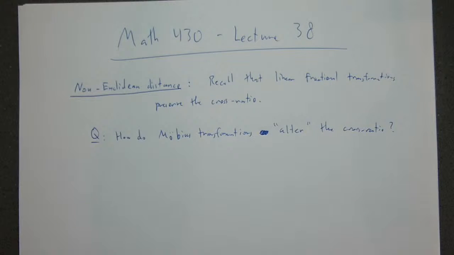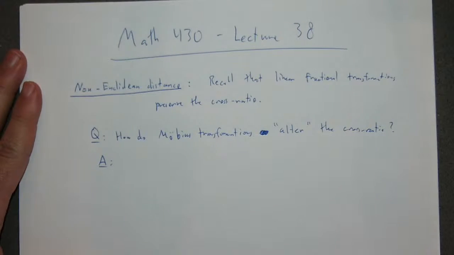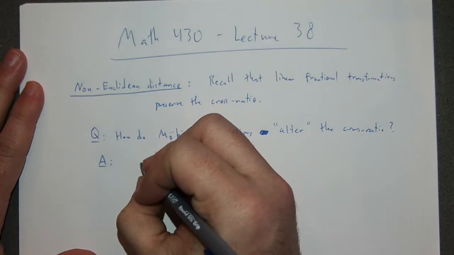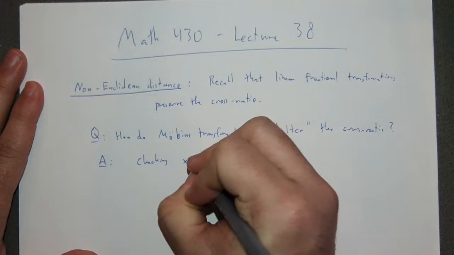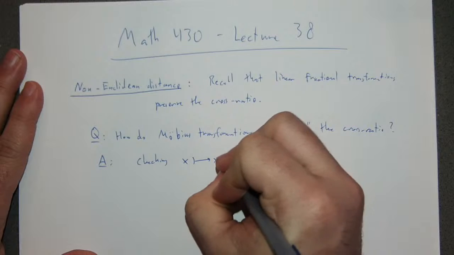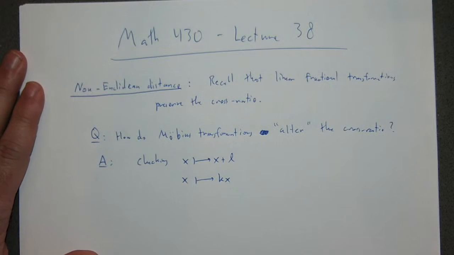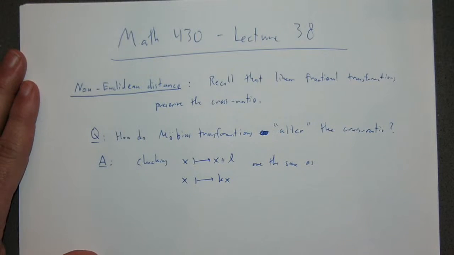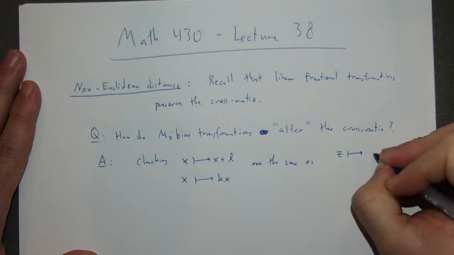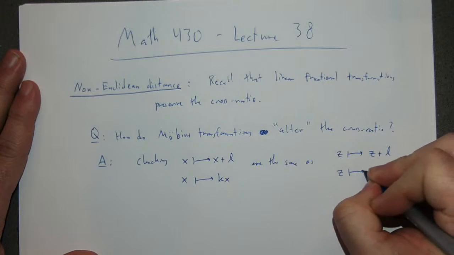So we can check some of these things directly. The answer, well, on one hand, checking that the transformations that send x to x plus L and that send x to kx, these are the same as checking that the transformations that have been extended here that send a complex number to a complex number translated and a complex number positively scaled.